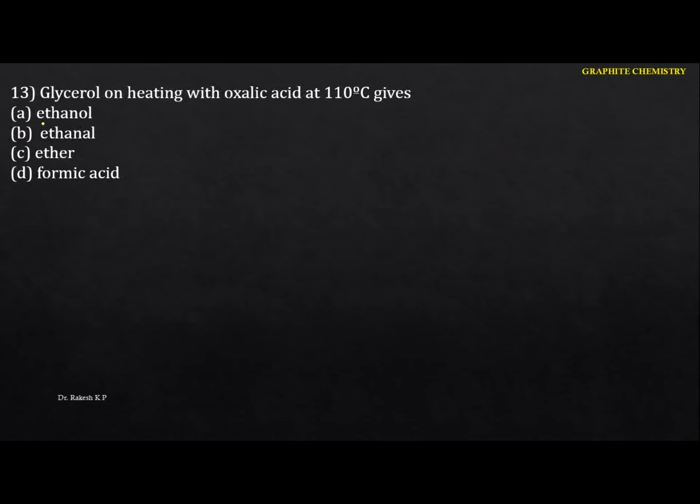Next one. The glycerol on heating with oxalic acid at 110 degrees Celsius. Okay, so this is the most important one, mainly depending upon the temperature here. So see this one here. Whenever glycerol, this is the structure of glycerol here. Whenever it reacts with oxalic acid, I'm going to write the structure of oxalic acid in this form. This is C double bond O, and again I'm going to indicate the COOH.